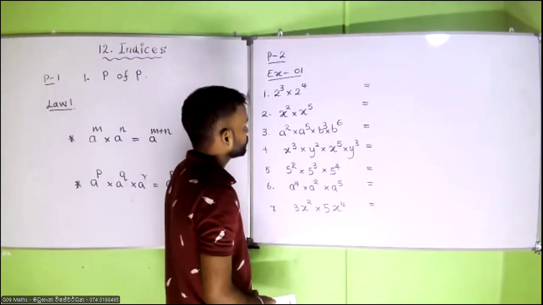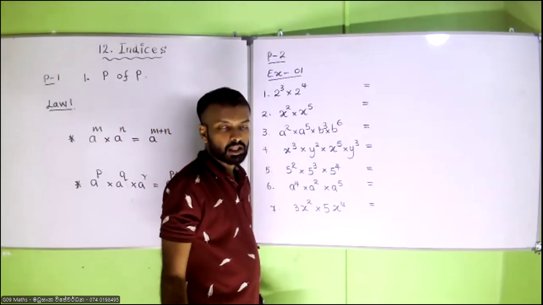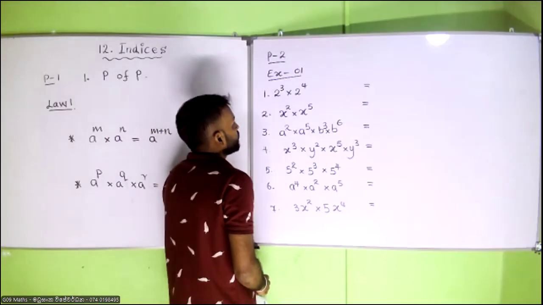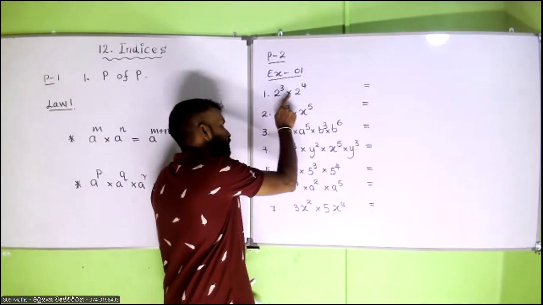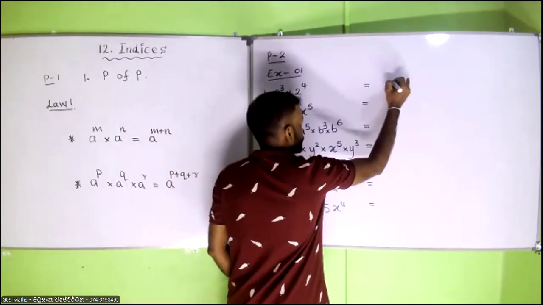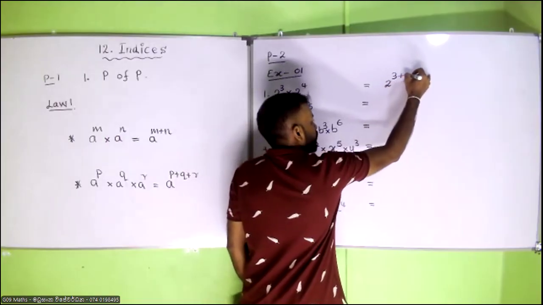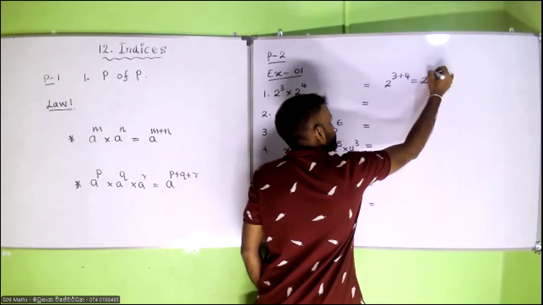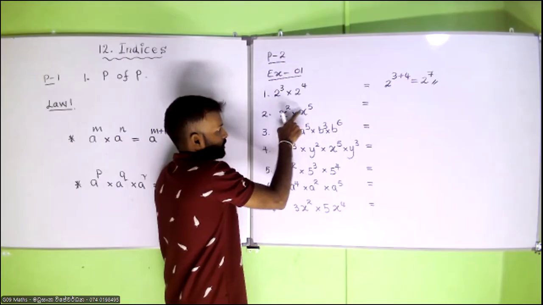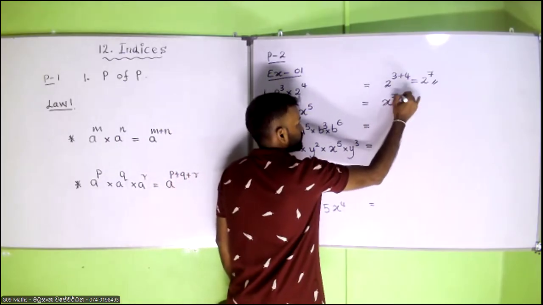Okay. So focus on the word. Otherwise you will get wrong. So here, check the base. Apple. Apple 3 plus 4 equals 2 to the power 7. Done. Apple 2 plus 5, 7. X to the power 7.